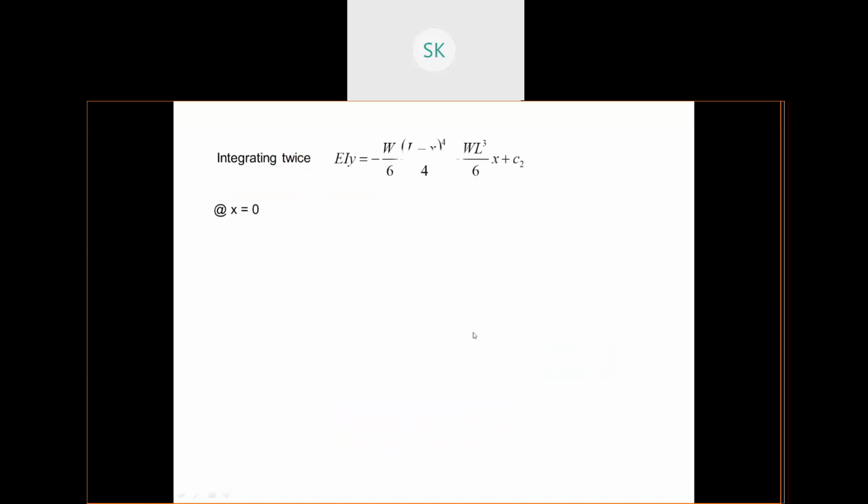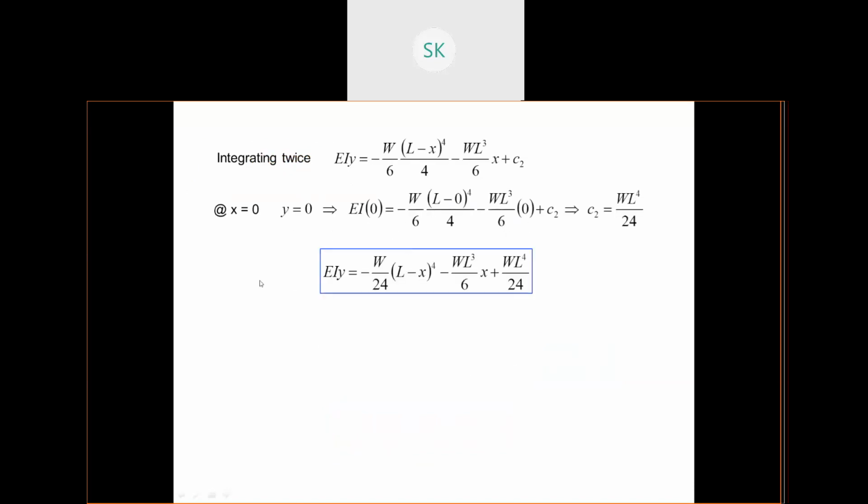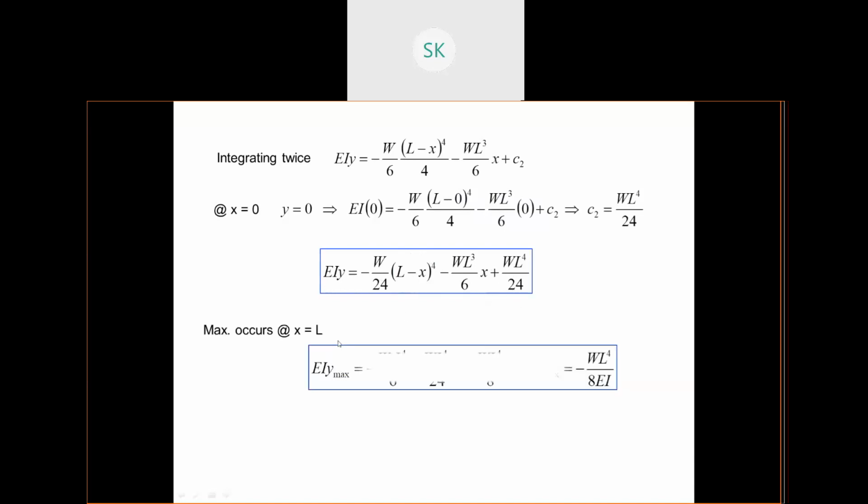When you integrate twice, you'll get this equation. Put the boundary conditions, then you'll get the constants also. Now you can find the deflection at any point x by replacing in this. Now maximum deflection occurs at x equals to L. So this will be the maximum deflection equation for a cantilever beam with UDL.